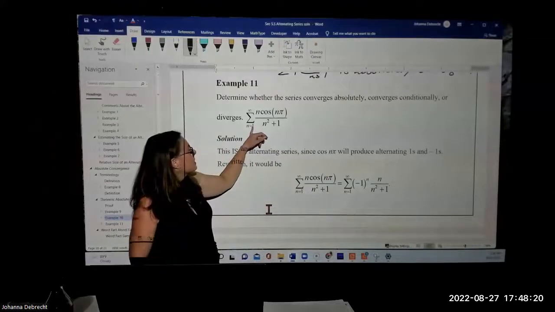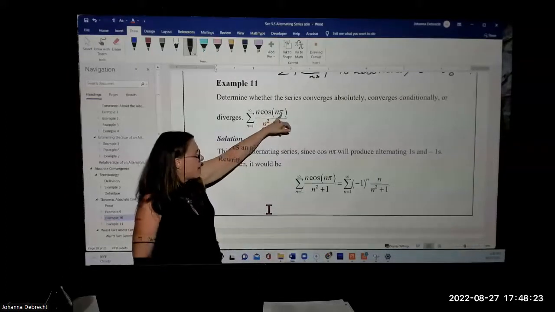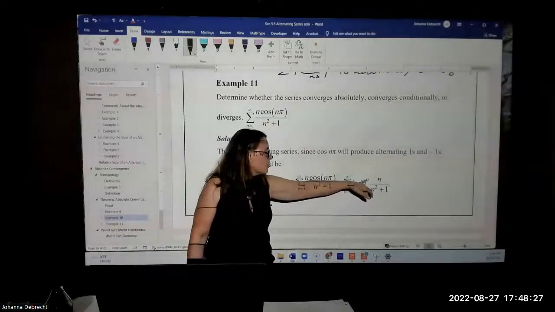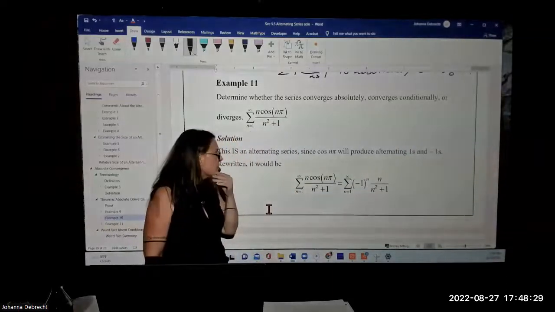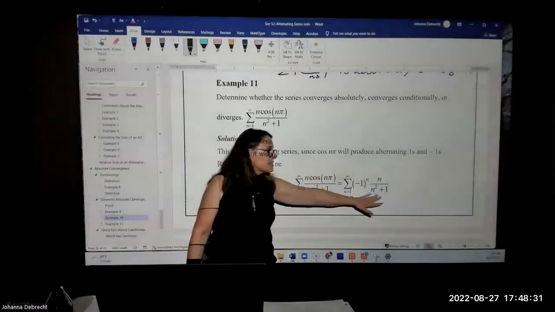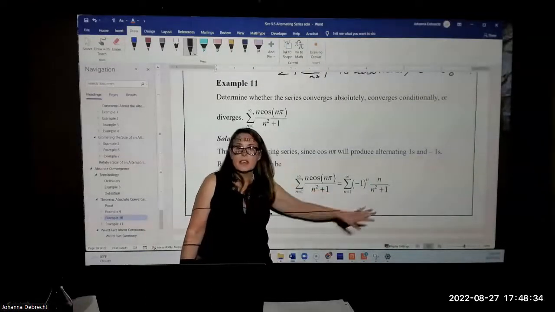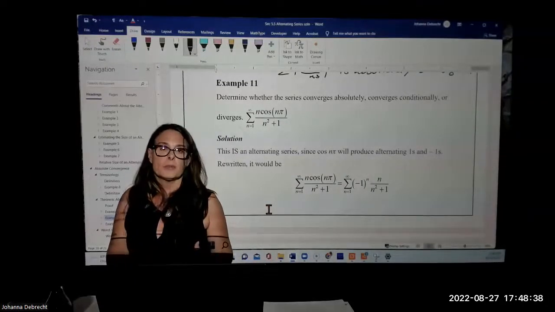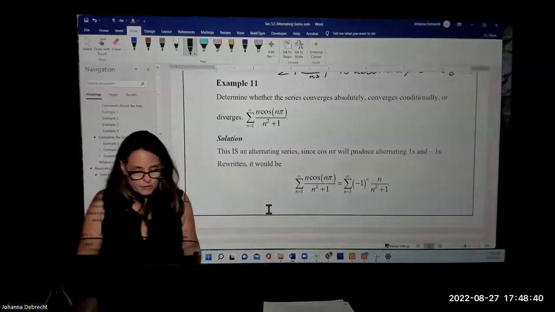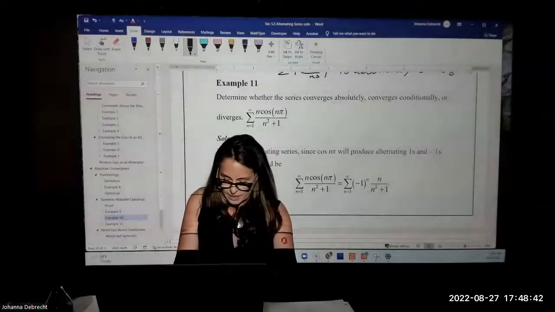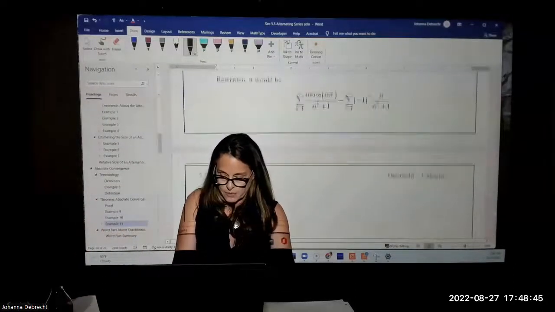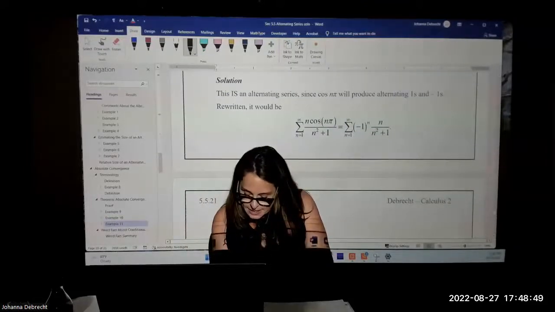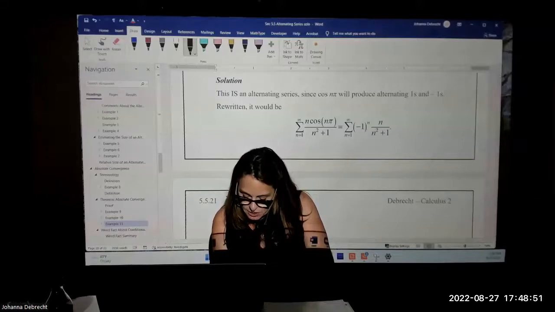So when n is 1, I get the cosine of pi, so it would start with a -1. So when n is 1, -1 to the 1 would give me a negative for the first. So this series is exactly the same as this series. So I'm going to try to show the strongest condition possible, which is absolute convergence. So I'm going to take the absolute value of the summand and see what I get. So I'm testing for absolute convergence.